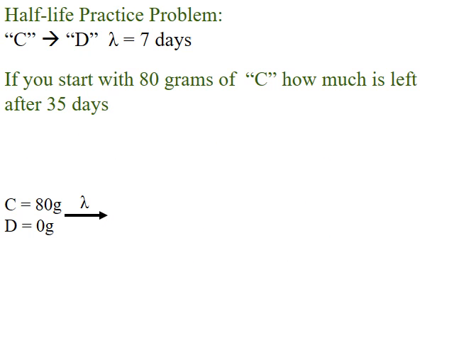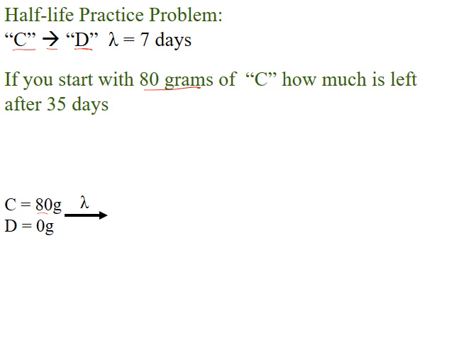Okay, so we're going to try another one. This one I'm not going to do visually. I'm going to just do more mathematically. We have radioactive element C decaying to form element D in its more stable form with a half-life of 7 days. If you start with 80 grams down here, of C, how much is left after 35 days?